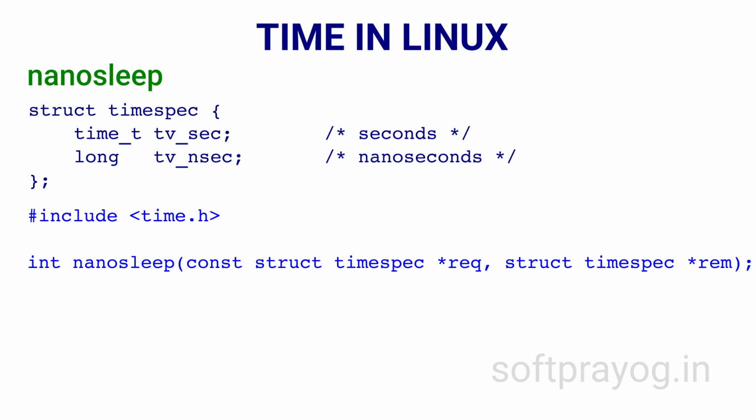If it is able to sleep for that much time, it returns 0. But if nanosleep is interrupted by a signal, nanosleep returns -1 and errno is set to EINTR.